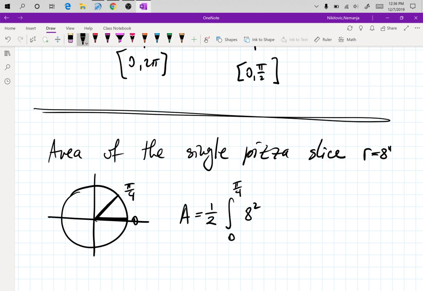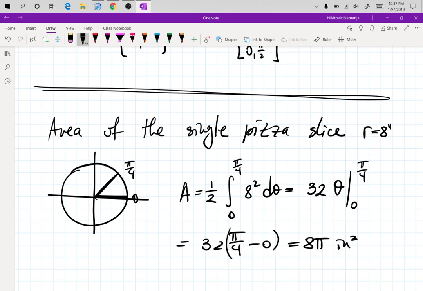So now you know what to ask for next time you're at a pizza place. Which is why my wife doesn't take me anywhere. I have 8 pi inches squared of pizza.